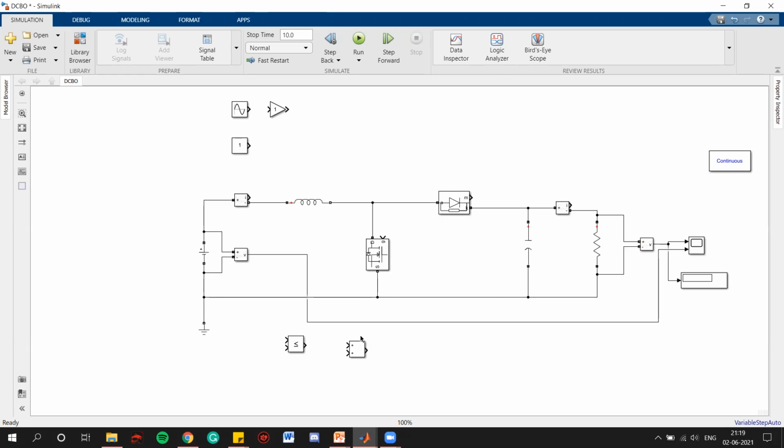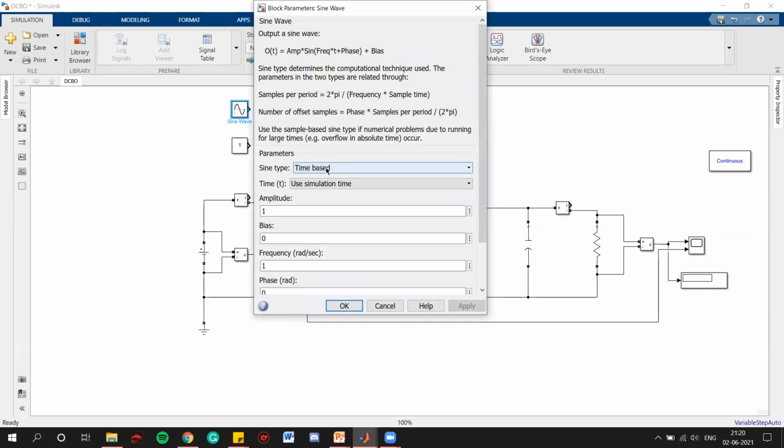So here is addition block. Here is the comparator one. Here one more scope. So now first let's observe the sine wave. So sine type will be time based. Use simulation time. We can use external signal as well, but here we are using simulation time. Amplitude is 1. It will start from 0, it will go to +1.